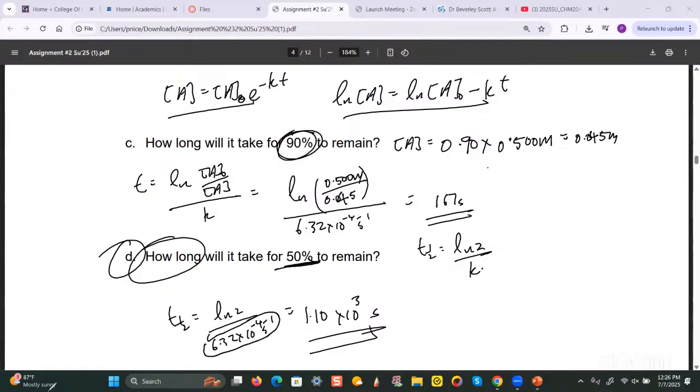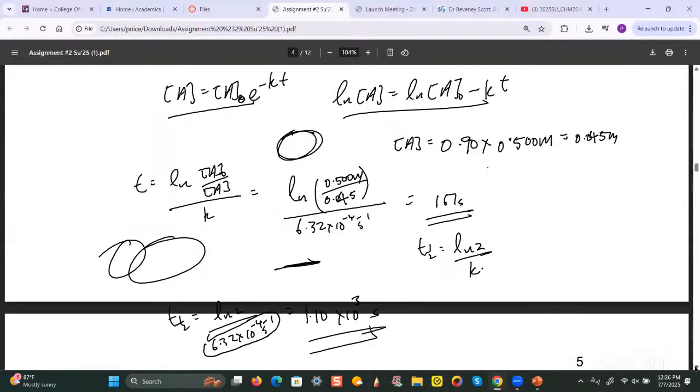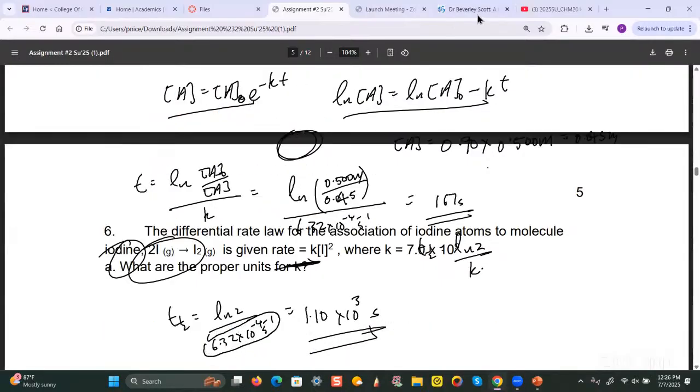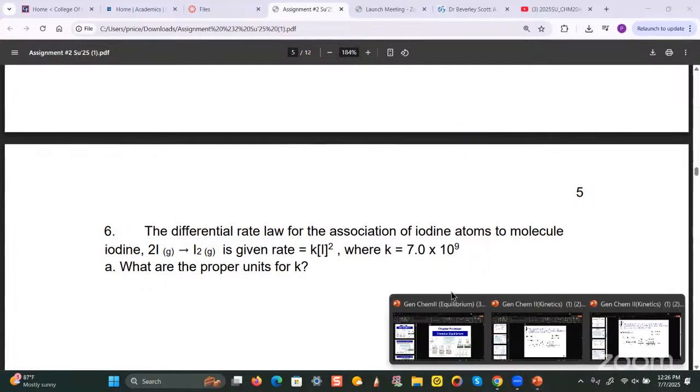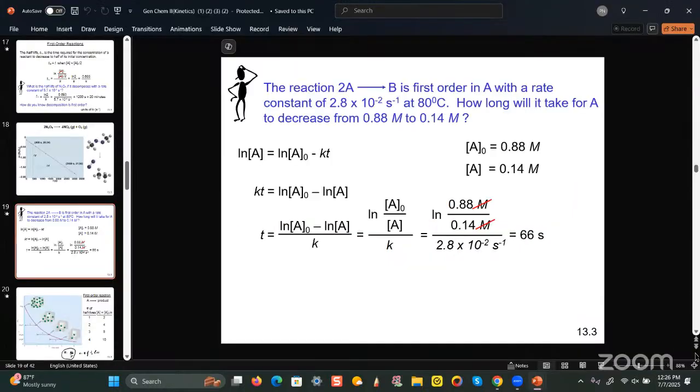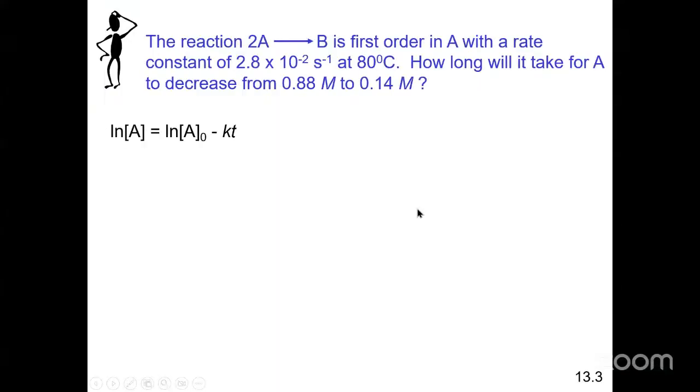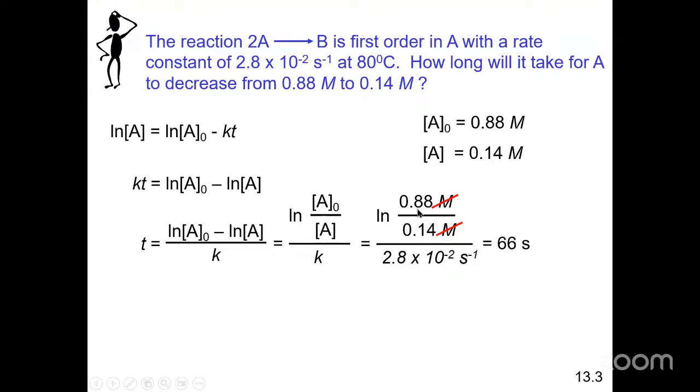Okay, any other questions about this? All right, let me see if there's anything more under this question. Okay, so let's move on or move back to PowerPoint. Let me clear this. And now we're going to talk about second order reaction, and that would be the final type of reaction in this series.